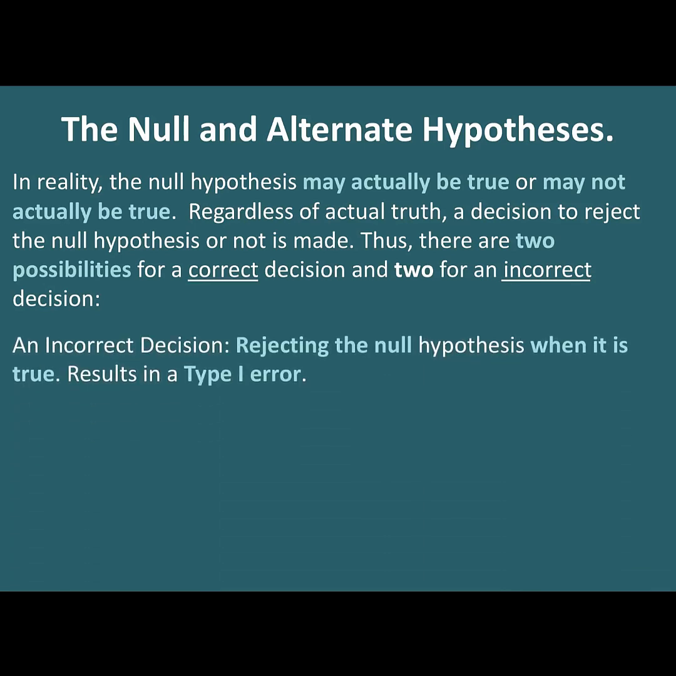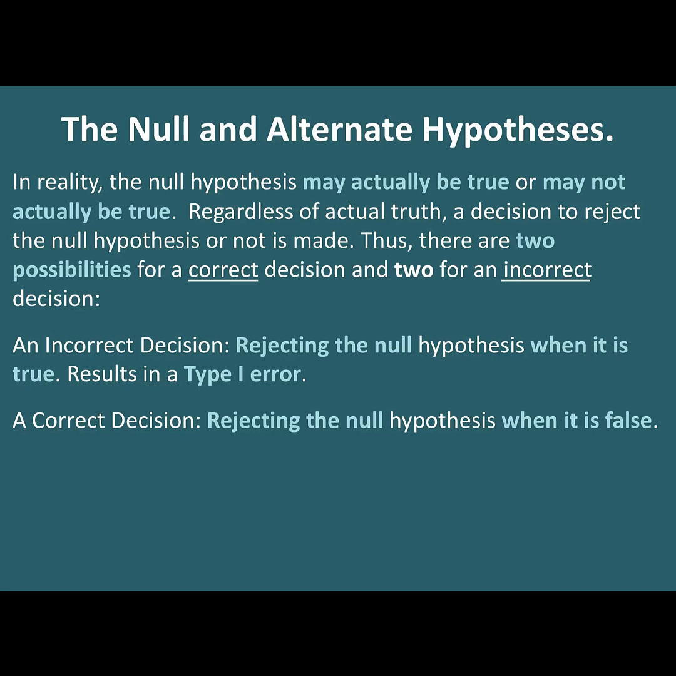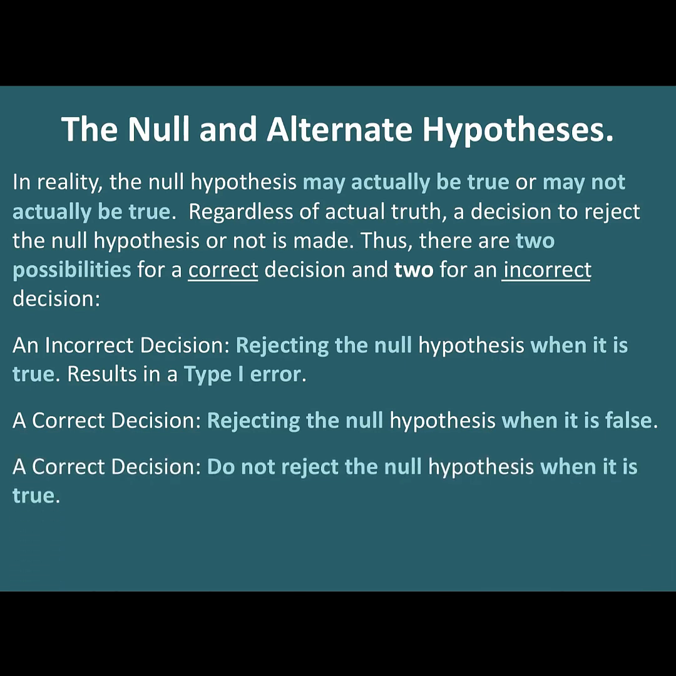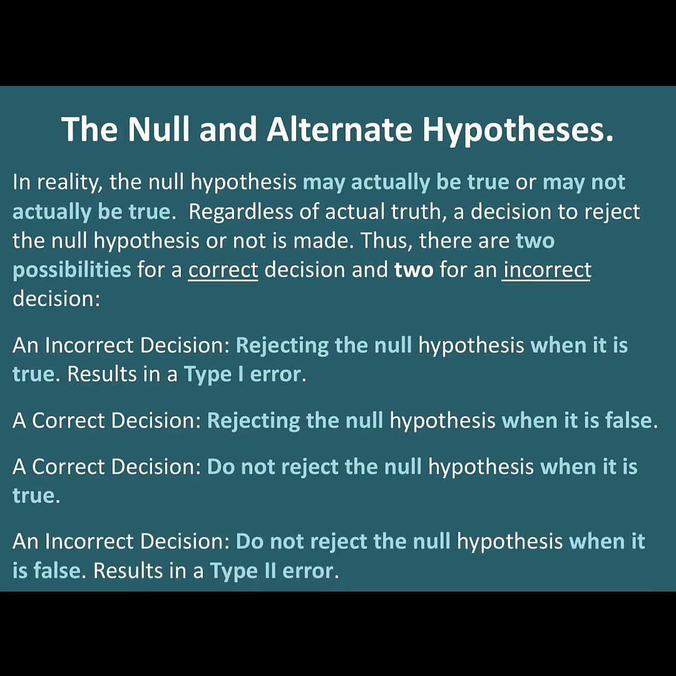First, an incorrect decision is when we reject the null hypothesis when it's actually true. This is known as a type 1 error. A correct decision is when we reject the null hypothesis because it's a false hypothesis. Another correct decision is that we do not reject the null hypothesis, especially when it's true. And finally, an incorrect decision is that we do not reject the null hypothesis when it's actually false. This is known as a type 2 error.